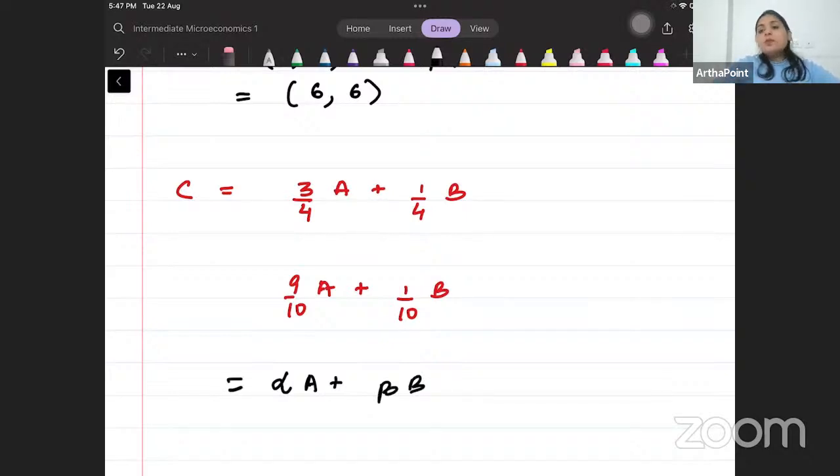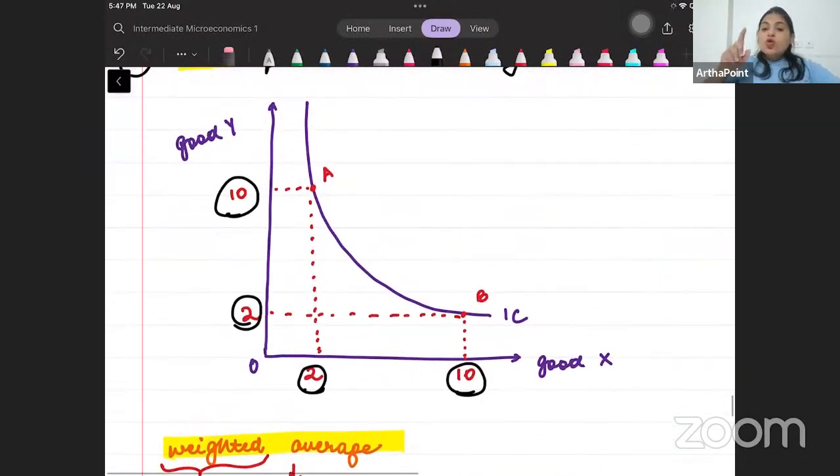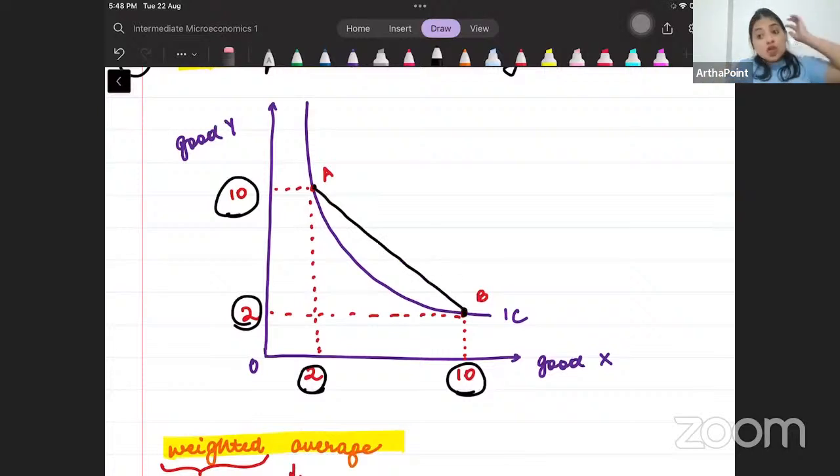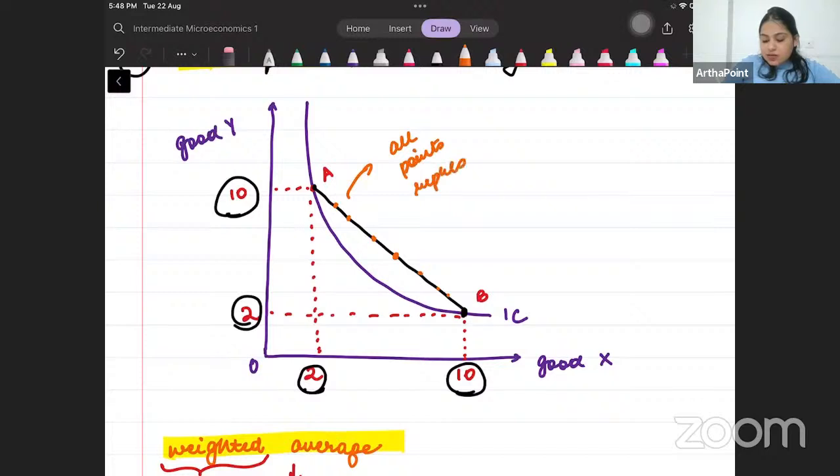अब हम इसको mathematically कैसे show करेंगे ये भी important है। So इसको mathematically represent करने के लिए what will you do? You will join A to B. बेटा चाहे ये point यहां हो, यहां हो, यहां हो, यहां, any point, जो भी point इस line पर आ रहा है A to B की, these all points represent weighted average points.